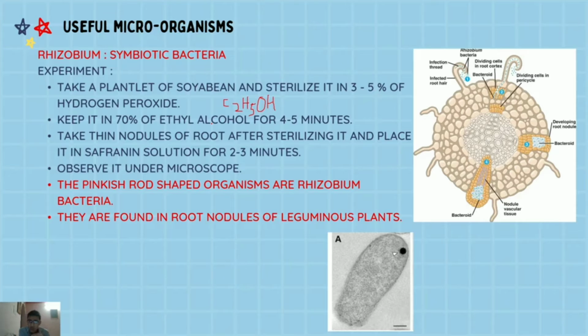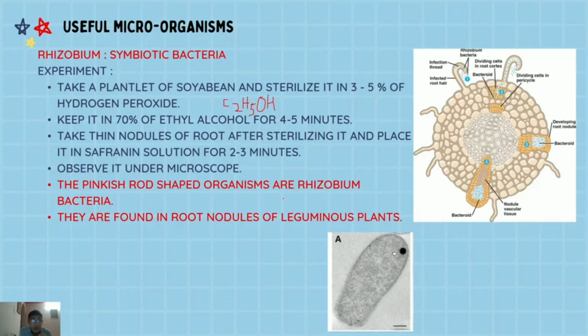What will be the observation? We can see pinkish rod shaped organisms. Those are nothing but Rhizobium bacteria. So our initial observation will be that we see some organisms which are rod shaped, having a shape like a rod. The color of those organisms is going to be pink. So those organisms are nothing but Rhizobium bacteria.